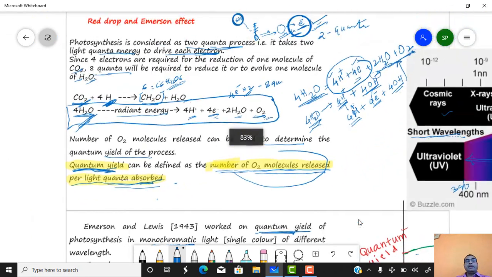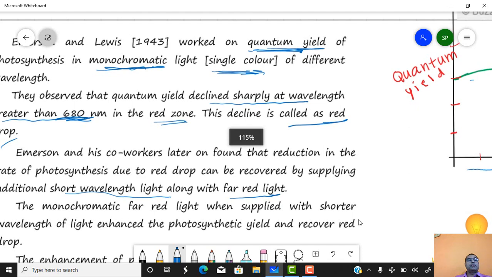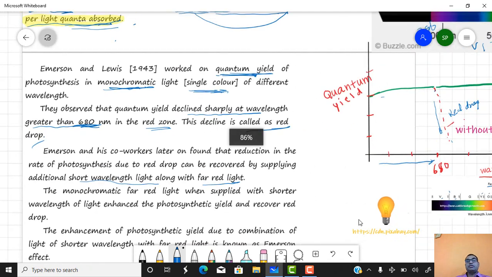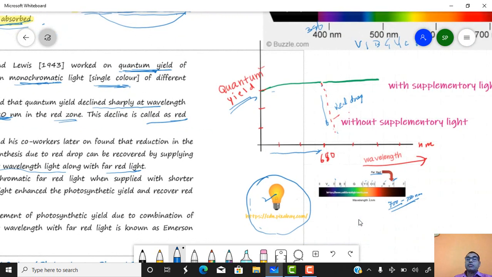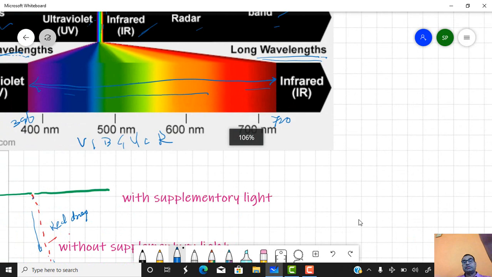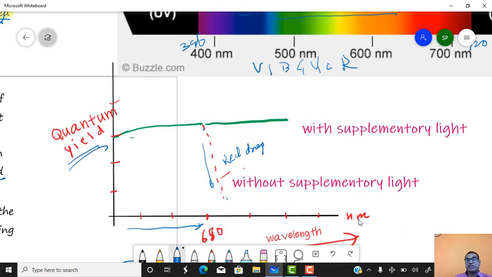Now we are going to see about the red drop. Emerson and Lewis worked on the quantum yield of photosynthesis in monochromatic light. What is monochromatic light? Monochromatic light is nothing but single colored light. This pair of scientists were working on the quantum yield, and they used different colored light to measure it. See this graph, this is a graph of quantum yield. These are the wavelengths, and this one is the quantum yield.